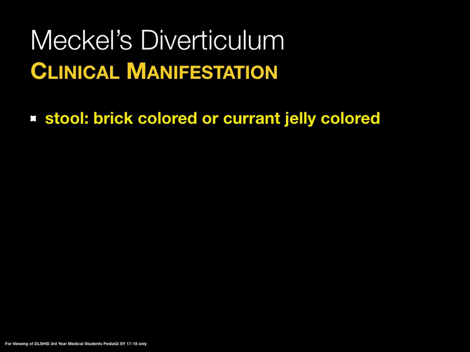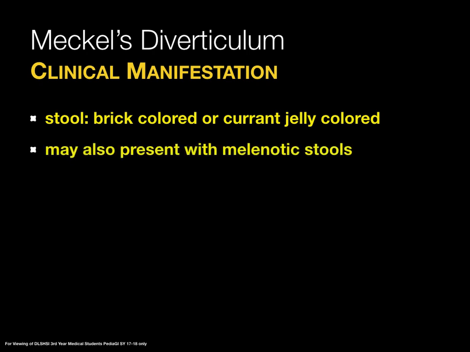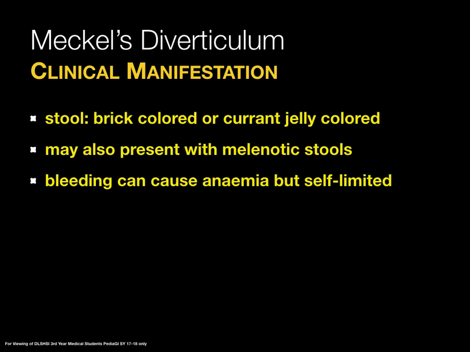Stools can be brick-colored or currant jelly-colored. It may also present with melanotic stools, which are less dramatic bleeding of Meckel's diverticulum. Bleeding can cause anemia but is self-limited because there will be contraction of the splanchnic vessels during hypovolemia.